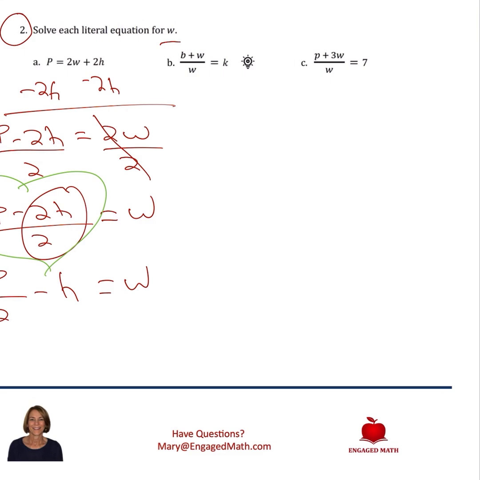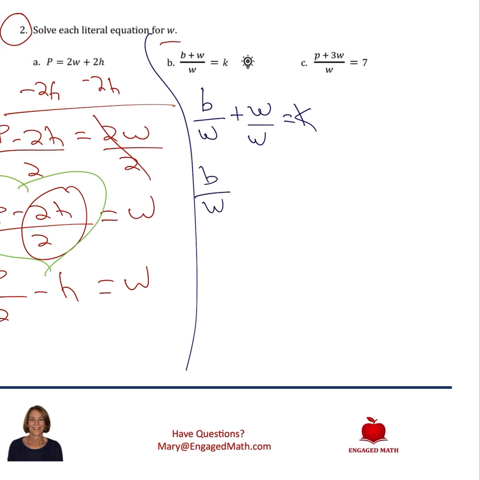Okay, let's go to the next one and let's change the color just so that you can see the different problems. This is a light bulb. It's not as hard as you might think if you see the trick, because it's a sharing is caring problem again. So I'm just going to write it as B over W plus W over W equals K, and we're trying to solve for W. The good news is we now have B over W plus 1 because W over W is just 1, and that's equal to K.